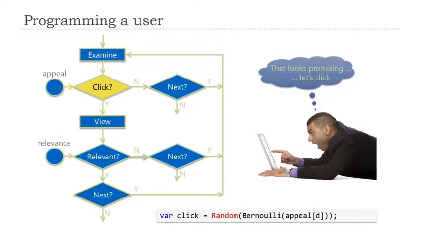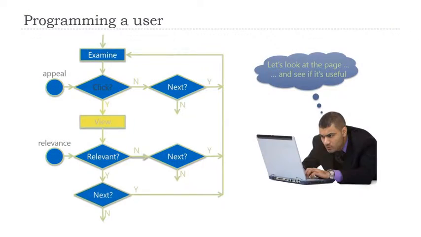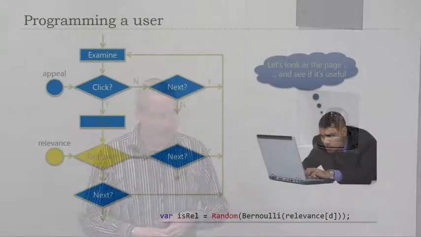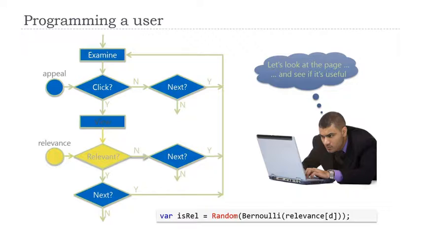Then he's going to go and look at the website, and now he'll find out if it really was relevant to his query or not. Okay? So again, while snippets had appeals, web pages have relevance, which is the probability that you will find it relevant to your query.